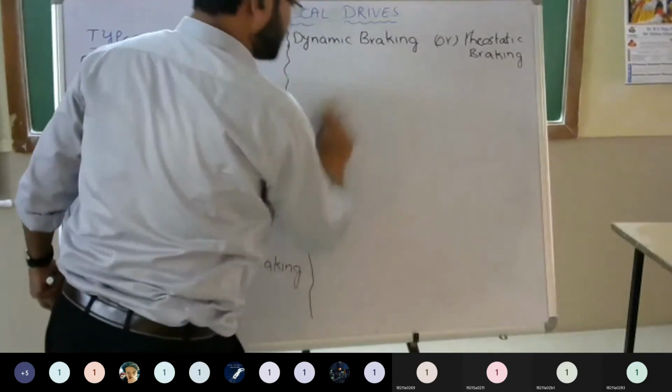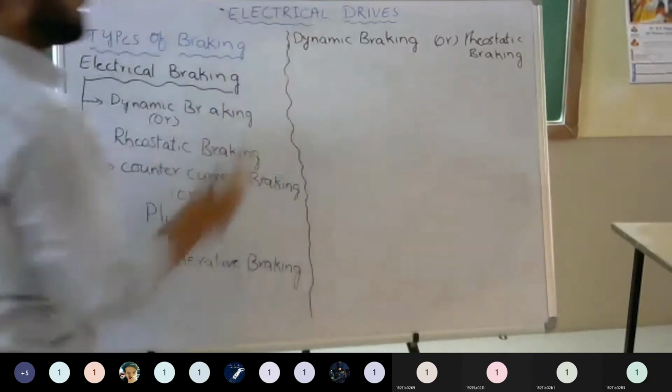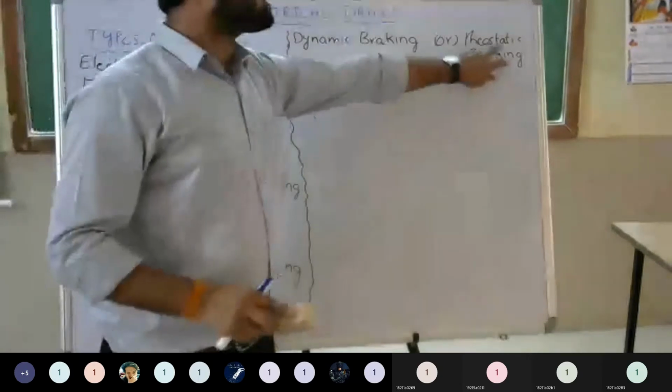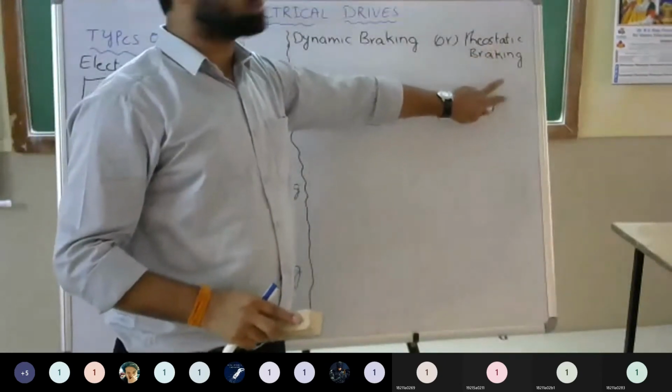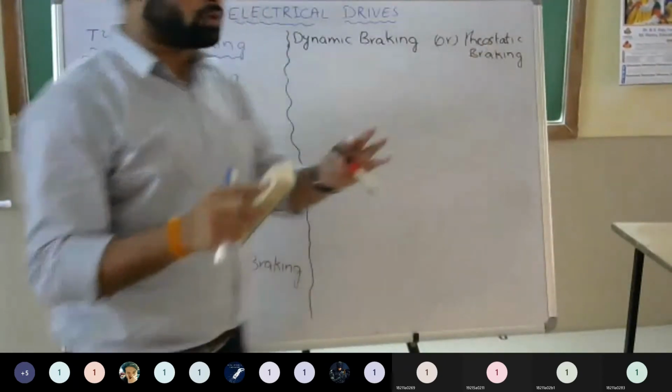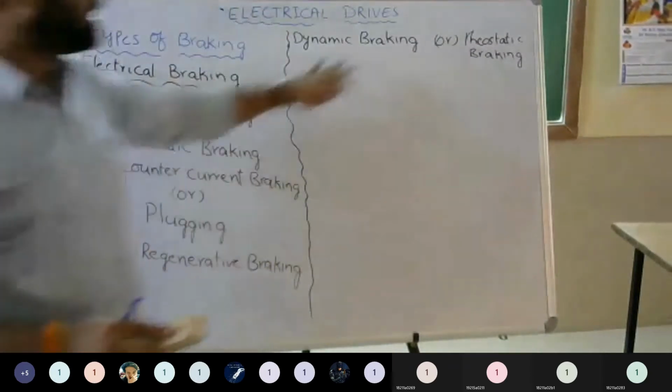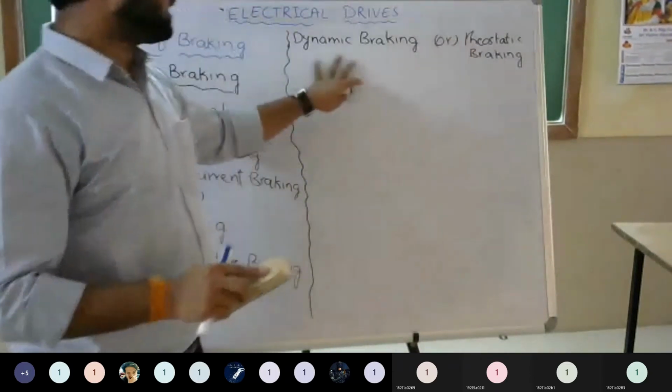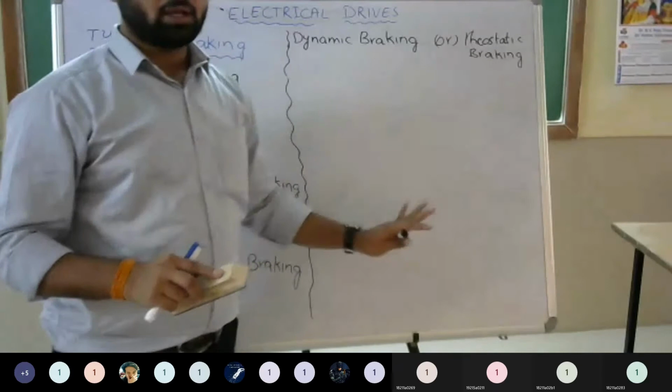So here we are talking about dynamic or rheostatic braking. Rheostatic means there will be some resistance, which we can remember. So you don't need to confuse which braking is which one. The name itself will tell you. There is dynamic braking and there is rheostatic braking.